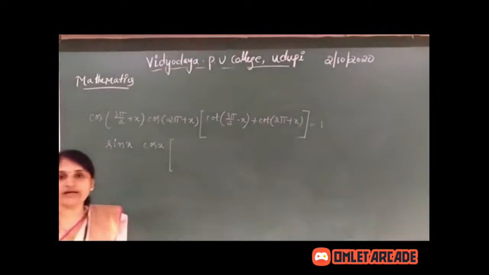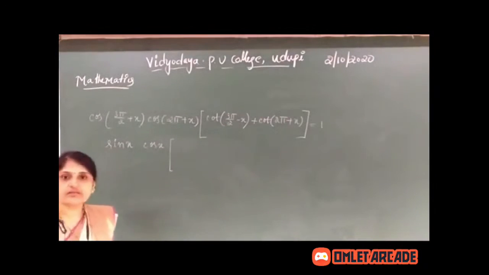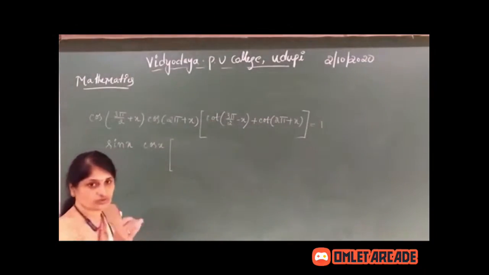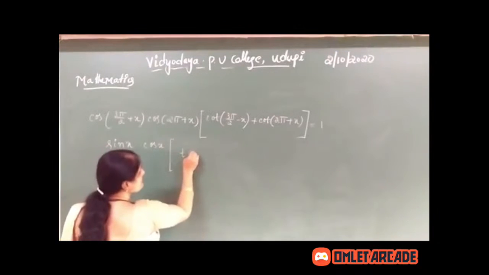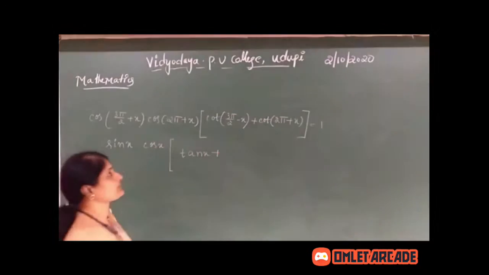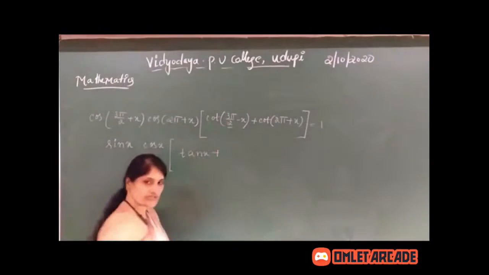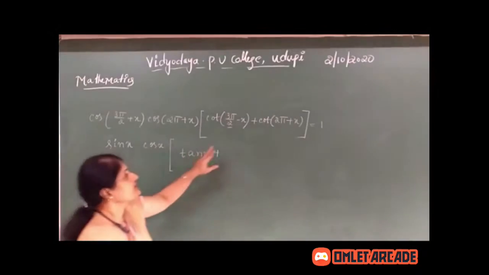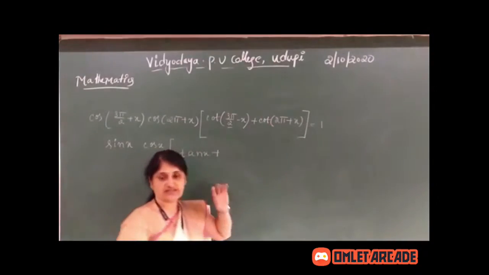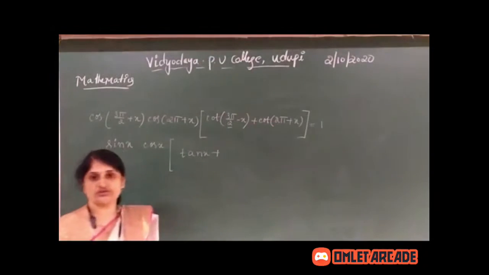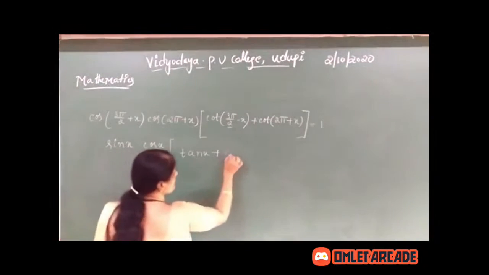Cot 3 pi by 2 minus x means it comes in the third quadrant, and we know that cot is positive over there. So this becomes tan x. Clear? Why is it tan x? Multiple of 3 pi by 2, that is odd multiple of pi by 2, cot changes to tan. Now cot 2 pi plus x, again in the first quadrant, and it is a multiple of pi, ratio doesn't change, cot will remain cot.